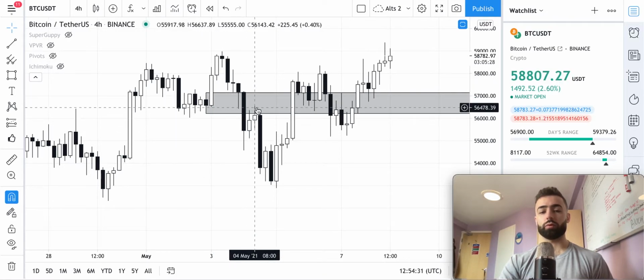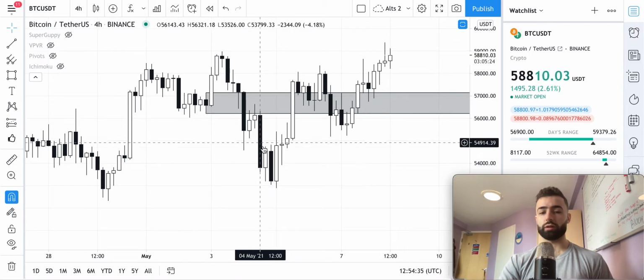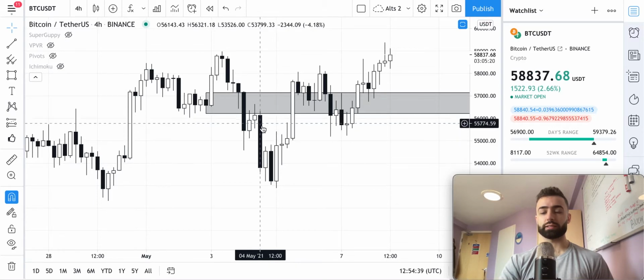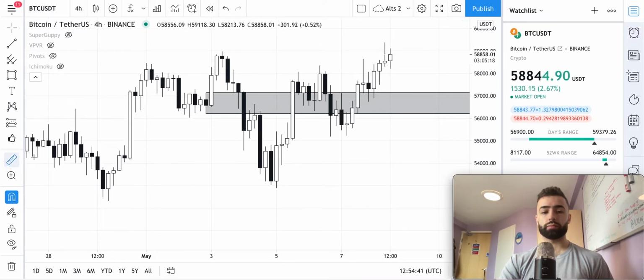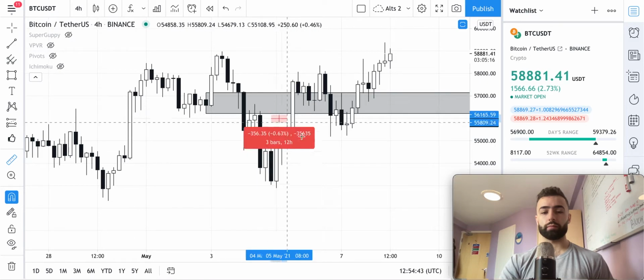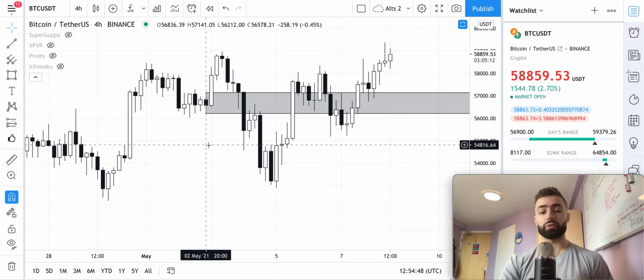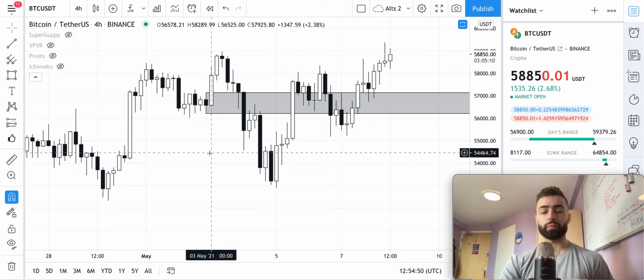And so now when we go into it, right here, boom, the price rejects off of it pretty quickly and emphatically with the very next candle, printing a profit potential of 4.6% just on one 4-hour candle.